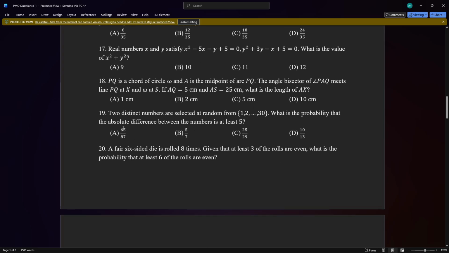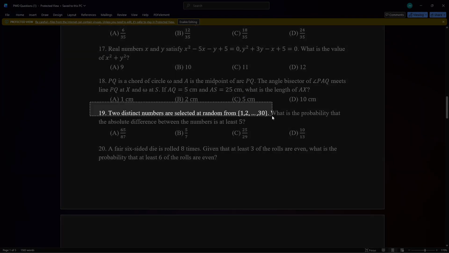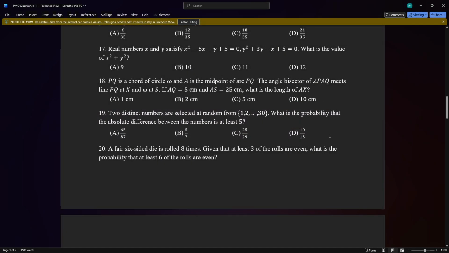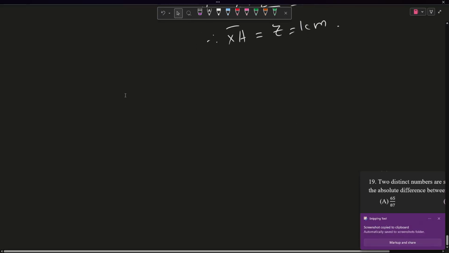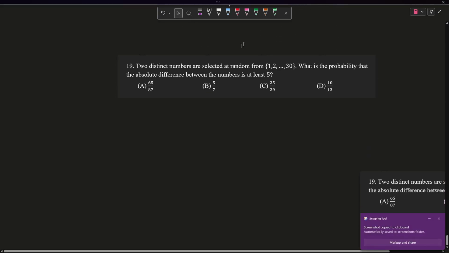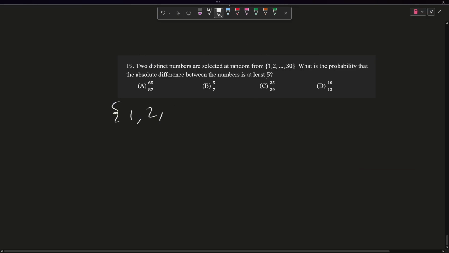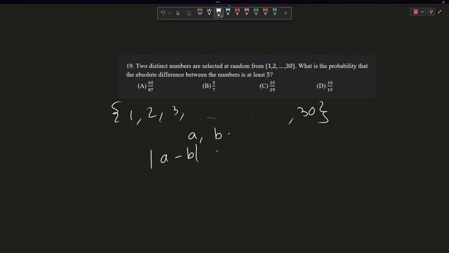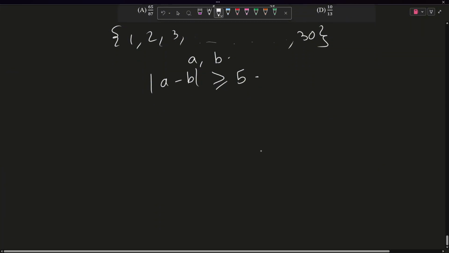Okay, so question number 19. So we have the set 1, 2, 3, up to 30, and if we choose two distinct numbers A and B, their difference will be greater than or equal to 5. So first, let's calculate the total number of pairs AB.